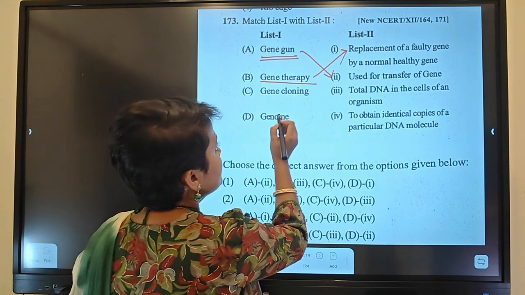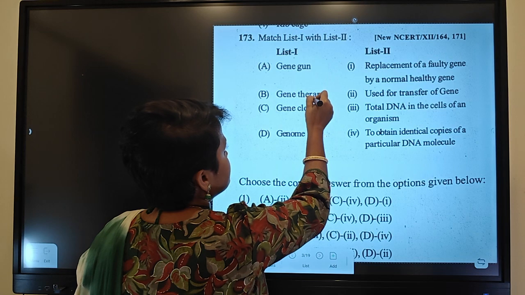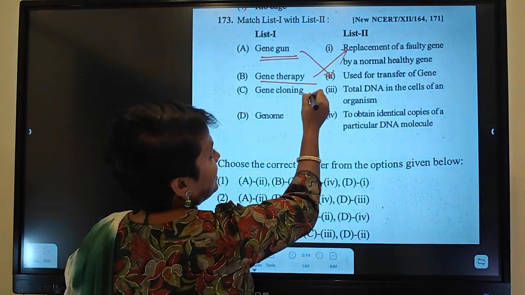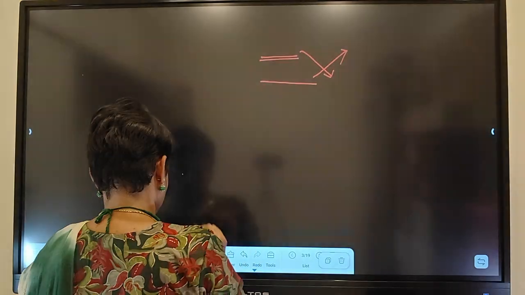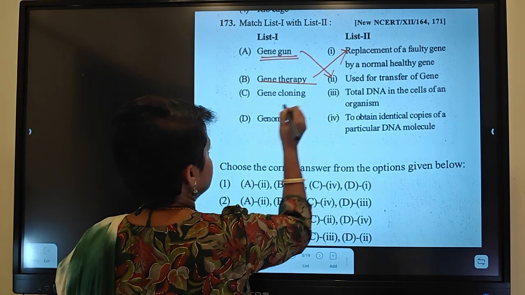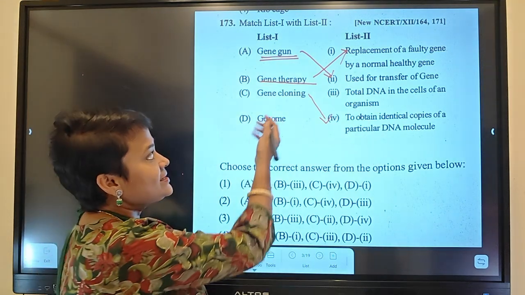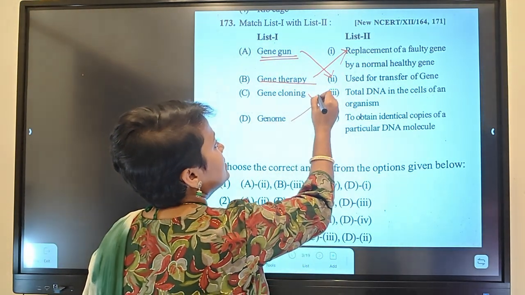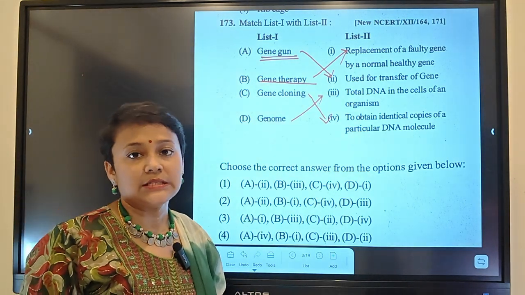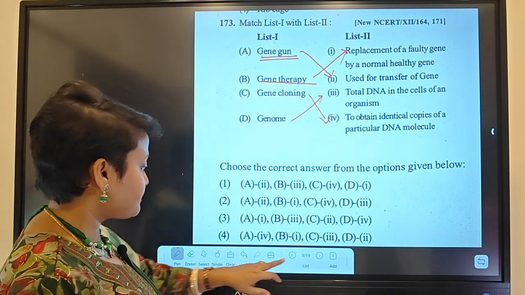Gene cloning is to obtain identical copies of a particular DNA molecule. That is gene cloning. And genome is the total DNA in the cells of an organism, or total genes is called genome. So according to that, you have to choose the answer.